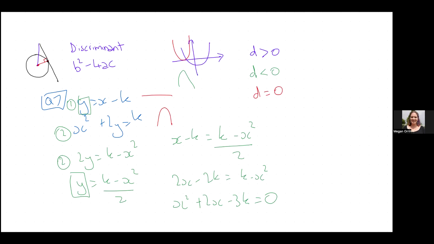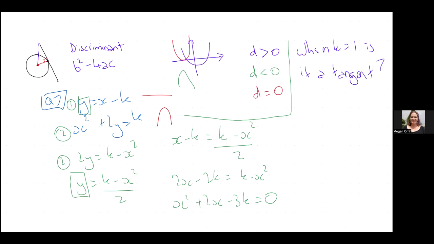Oh, hang on, I think I've got more information in the question. I've missed a vital piece of information. Can you solve this right now? No, you can't. So what I'm going to do is give you another piece of information. So when k equals 1, is it a tangent line?